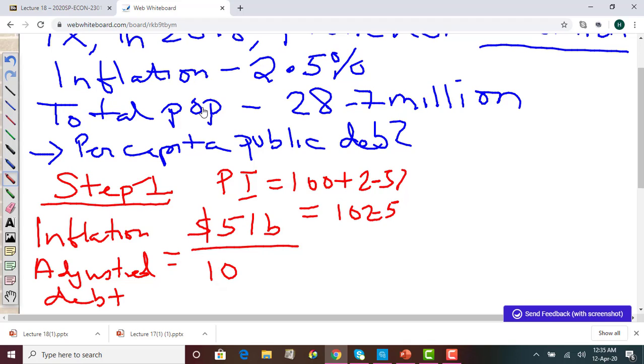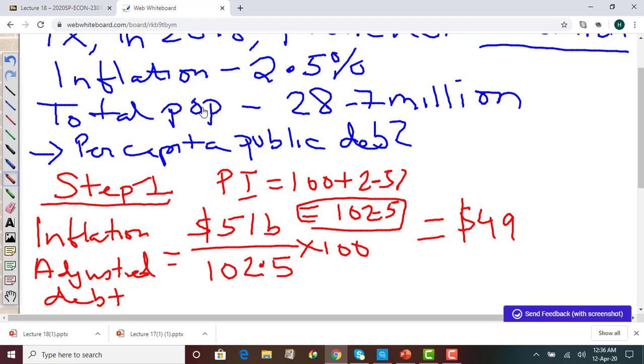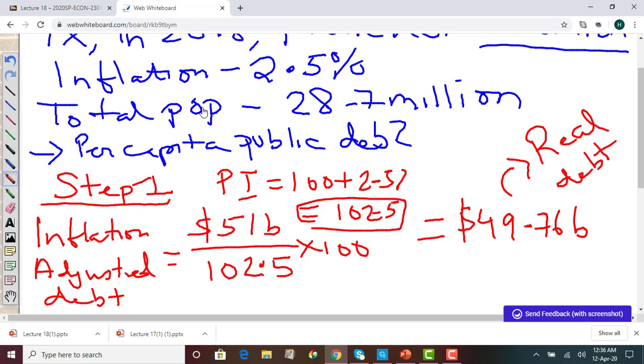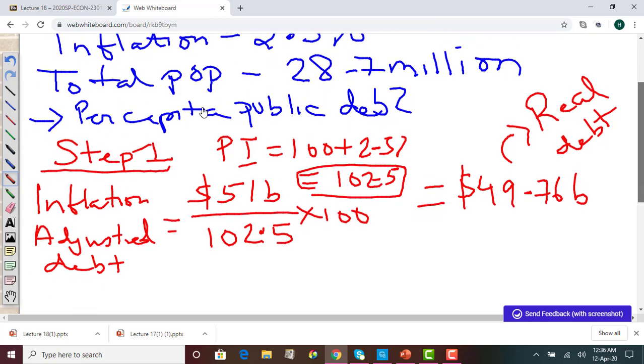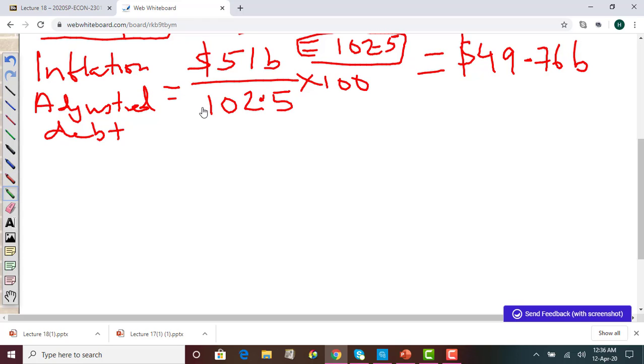So we divide the nominal public debt by the price index times 100, and we end up with an answer. We kept the billion as it is, so basically what I did was just 51 divided by 102.5 times 100, that ends up with 49.76 billion. This is the real debt, which means this has been adjusted for inflation. So when we are given this type of information, the first step is to calculate the real debt, and now we move on to calculate the per capita public debt.